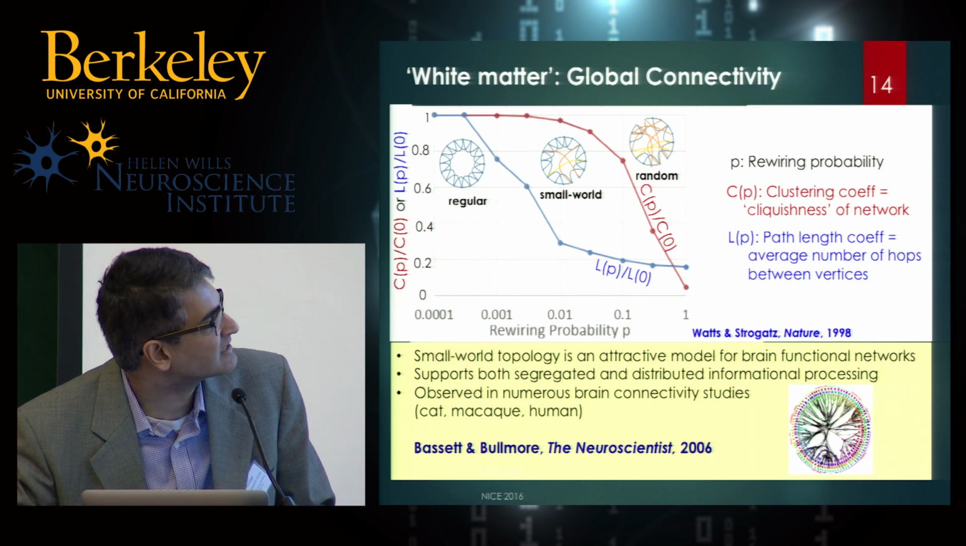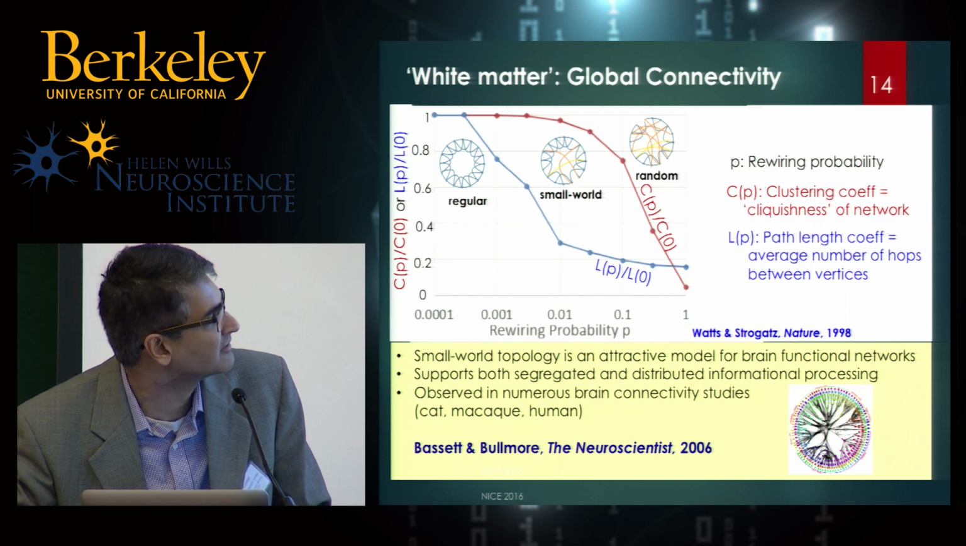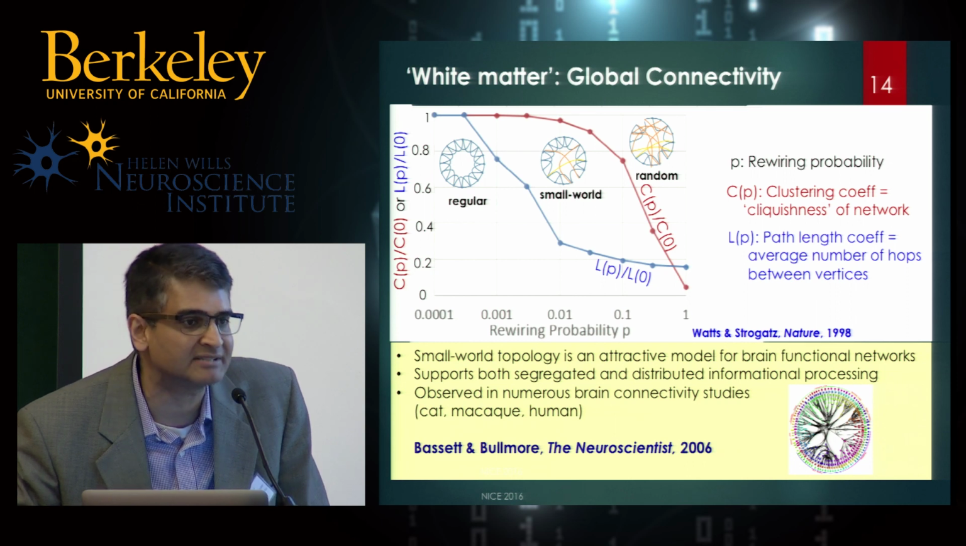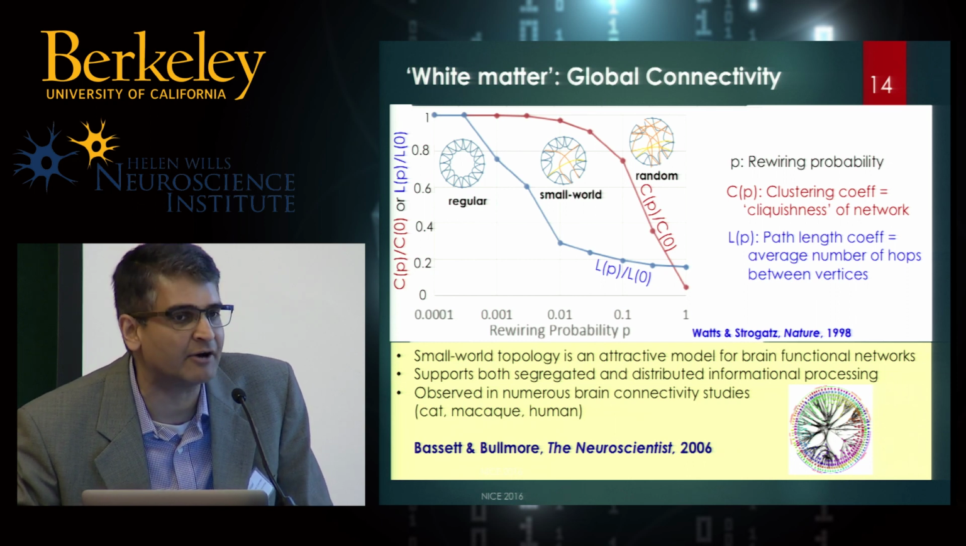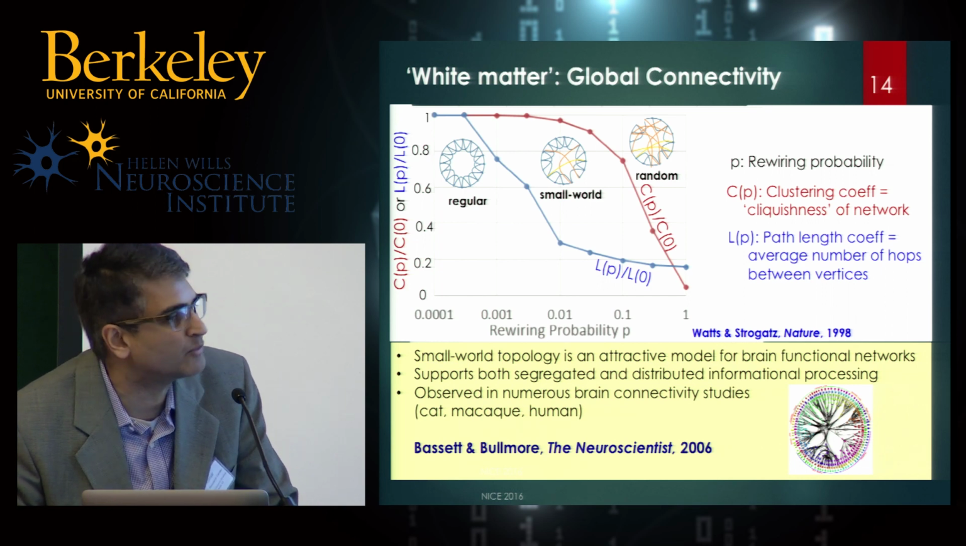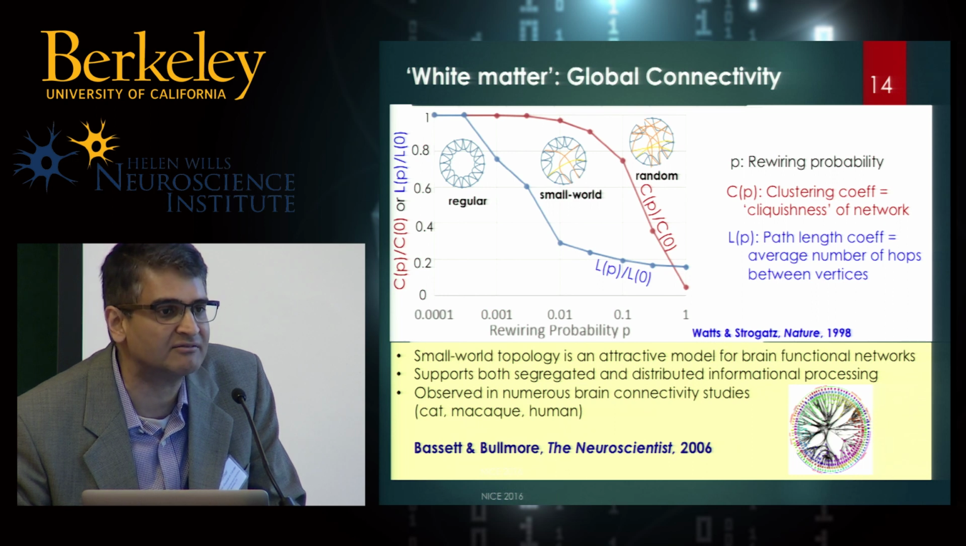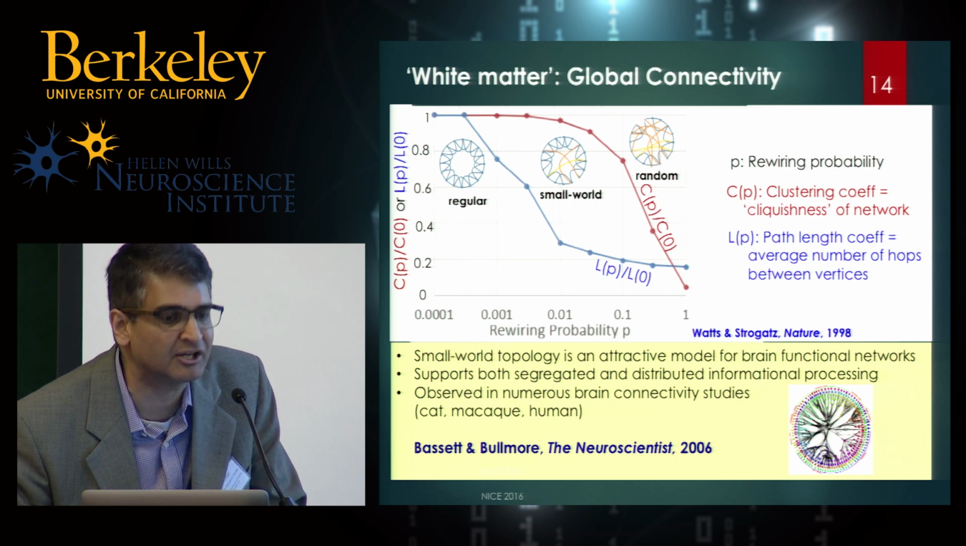This has been studied and is a really attractive model for brain functional networks, and has been observed in numerous brain studies. I added this at the last minute because I know this wiring diagram for the macaque monkey has been shown repeatedly, and this is another example of a small world network. So the nice thing is we can go back into the literature, use this model, and take parameters from these various studies that have found that functionally the brain shows this kind of small world network topology.